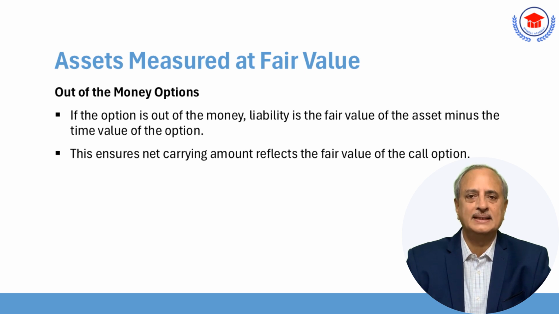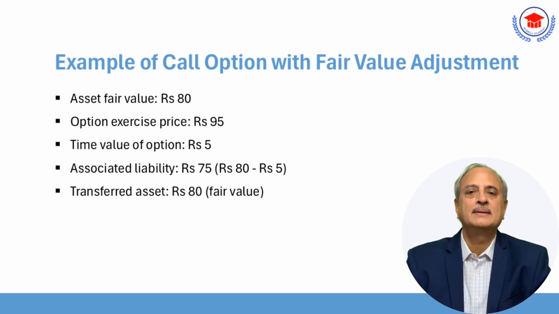This ensures that the net carrying amount of both the asset and the associated liability aligns with the fair value of the call option. For instance, if the fair value of the asset is rupees 80, the exercise price is rupees 95, and the time value of the option is rupees 5, the carrying amount of the associated liability would be rupees 75, and the transferred asset would still be valued at rupees 80.